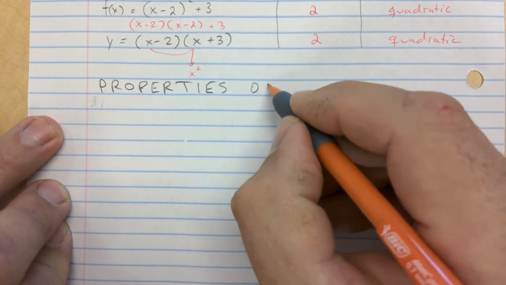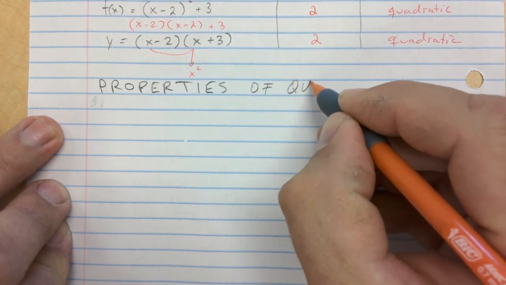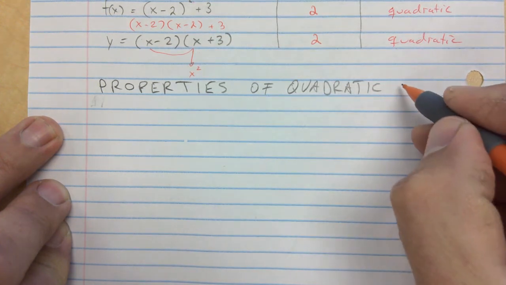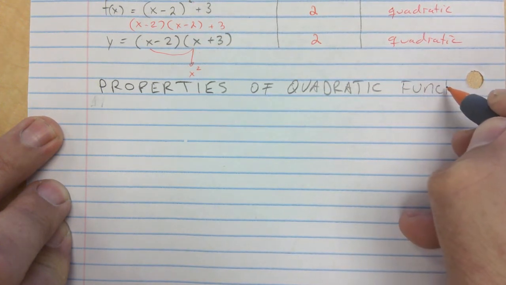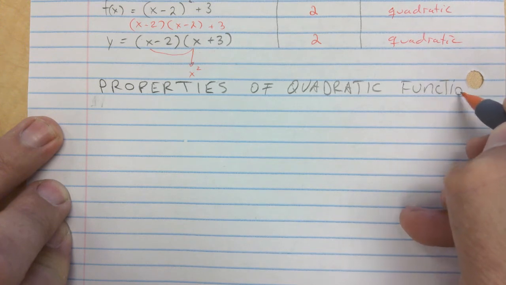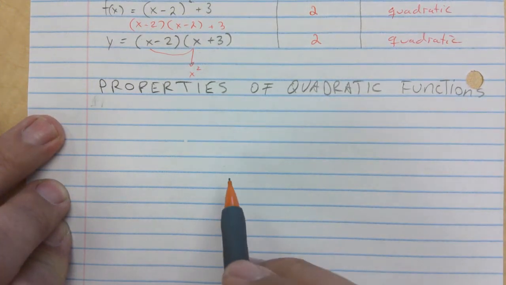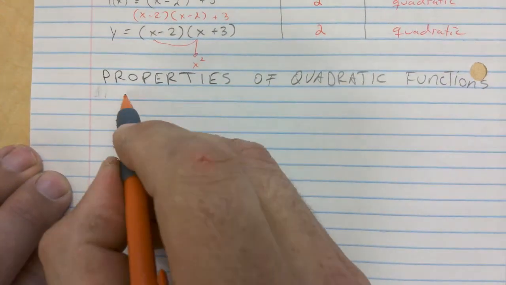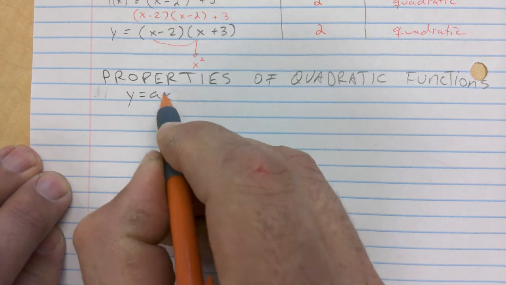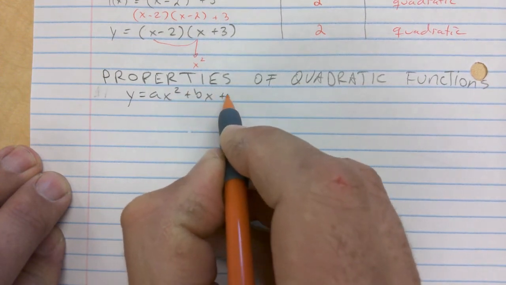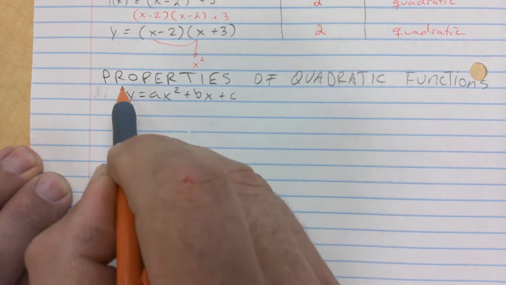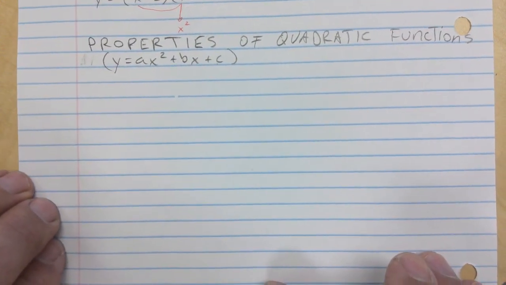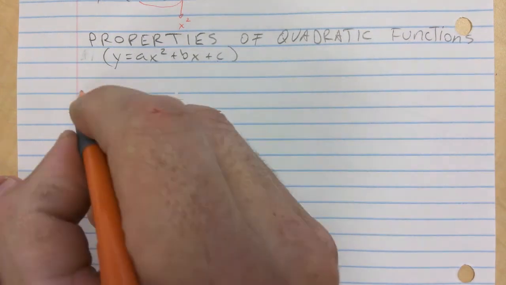Properties of quadratic functions. And remember, in general, it looks like this. But I told you that B and C could be absent, right? They could be 0, and then they're not necessarily there. So don't panic if you don't see that, right?